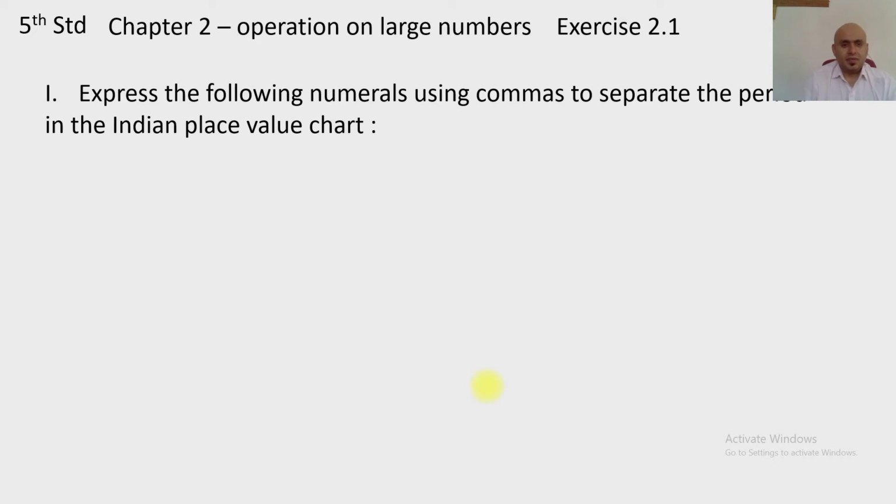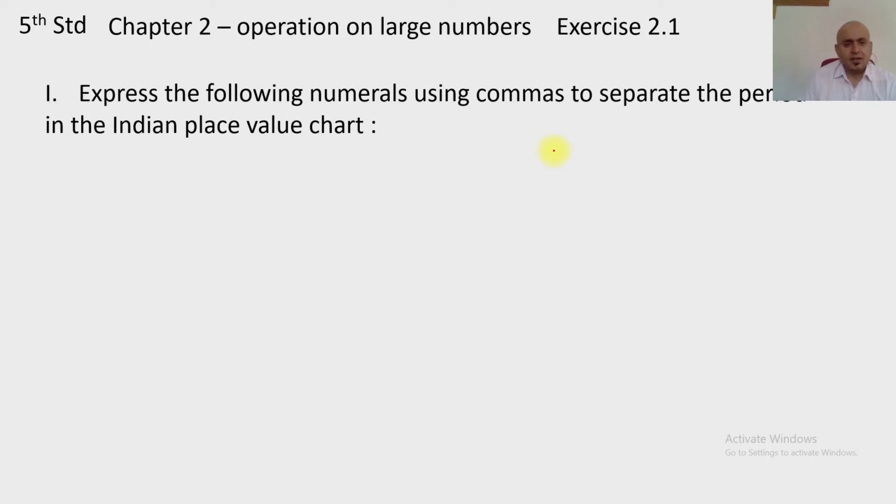Hello students, today let us learn 5th standard chapter 2, operations on large numbers. Exercise 2.1. First question: express the following numerals using commas to separate the periods in the Indian place value chart. So they have asked us to separate the numerals by using commas with the Indian place value chart.